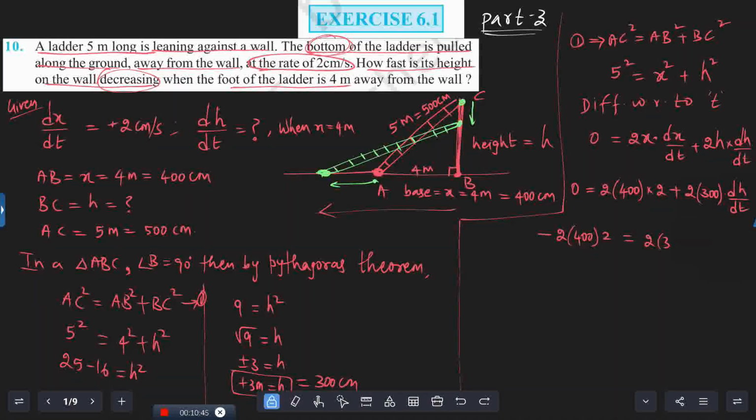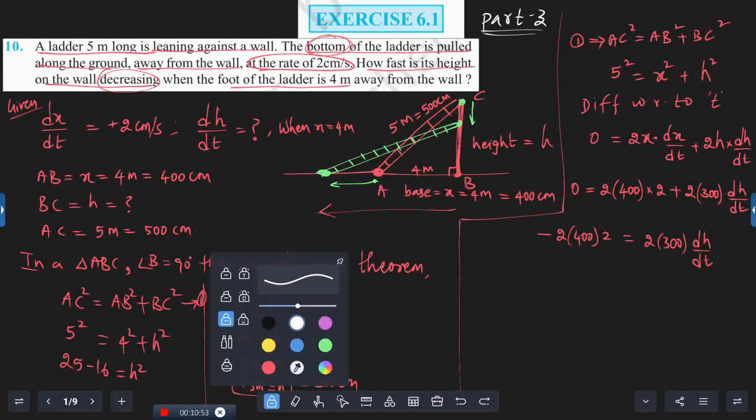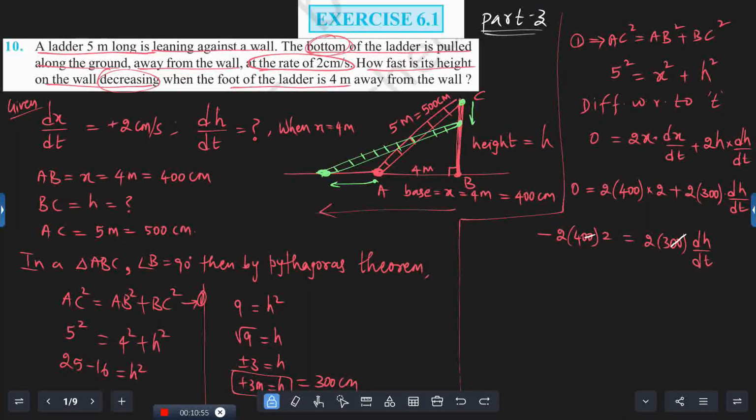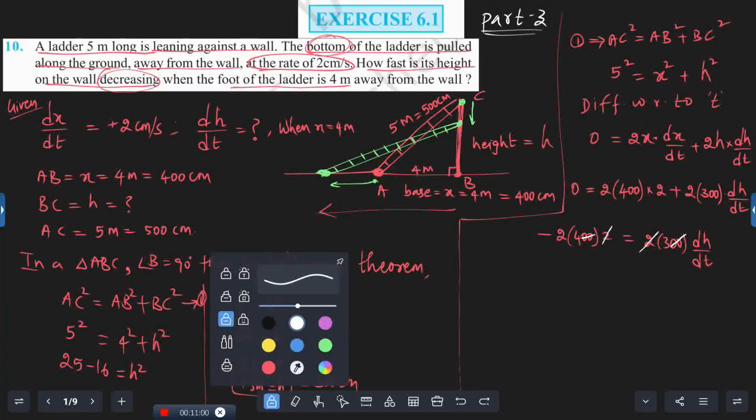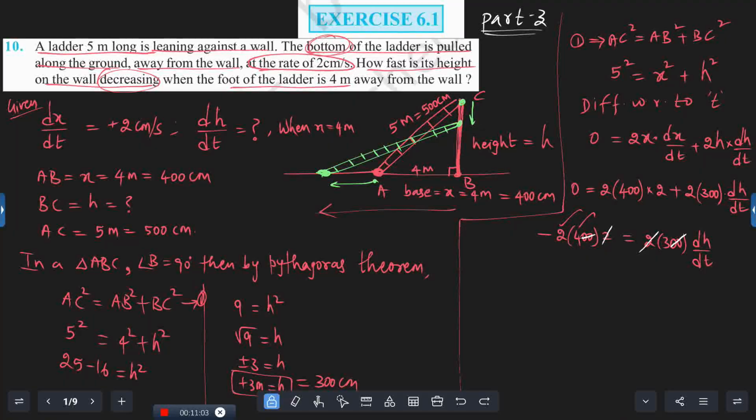In the same manner here, 300 into dh divided by dt. Now you can cancel whatever is possible to cancel. The double zeros cancel, and 1 2 1 2 cancel. The remaining let it be as it is. Here minus 2 into 4, minus 8 you will be getting. Multiply 3 when you send it to the opposite side, divide by 3, which is equal to dh divided by dt. Therefore dh divided by dt is equal to minus 8 divided by 3 centimeter per second.